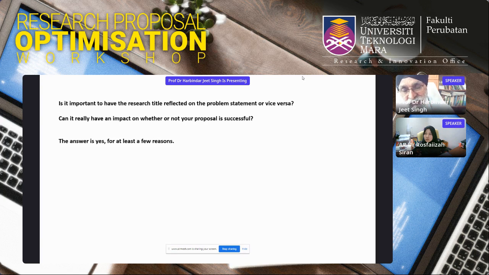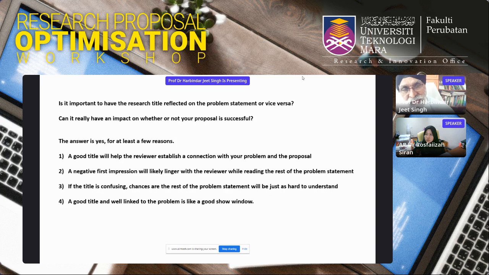So the problem statement. There has to be a link. There has to be a constant flow, so that the reader will be able to follow your proposal very well. So it is important that you do that. And there are a number of reasons why it is important. Certainly a good title will help the reviewer establish a connection, as I mentioned just now, with your problem and the proposal. So there has to be a connect.